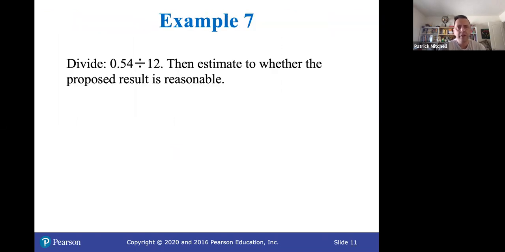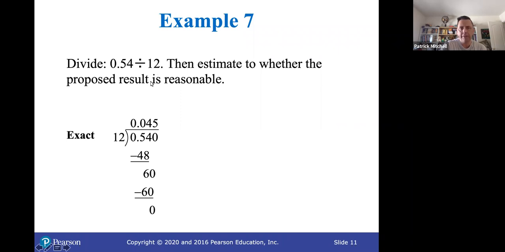All right, here's one that you can try. 54 hundredths divided by 12. Okay, so we are dividing by a whole number this time, which means we don't have to move any decimal points. 12 goes into 54 4 times. Remember that the decimal point goes directly above this decimal point, and the 4 goes directly above the 4 in 54. That's why you have to put a 0 here.